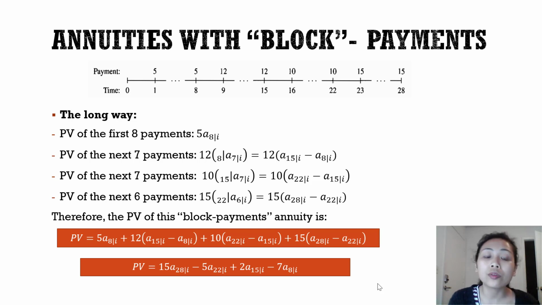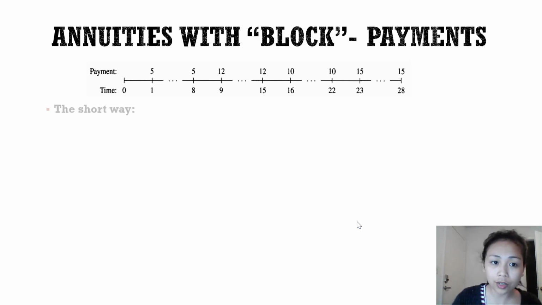So now we are going to work on the short way, because imagine if you have a problem with 20 block payments and you continue working like this, one by one, you're going to have like 20 lines, and then you keep wasting your time on the exam. So now we go to the short way, the shortcut of this problem.